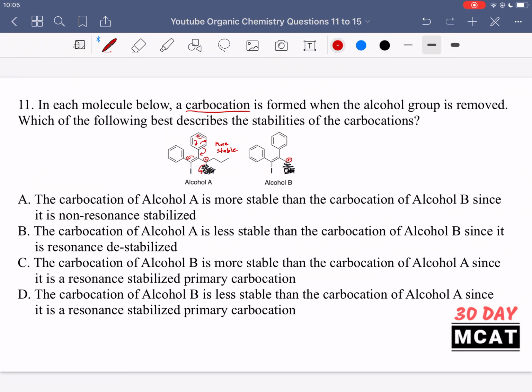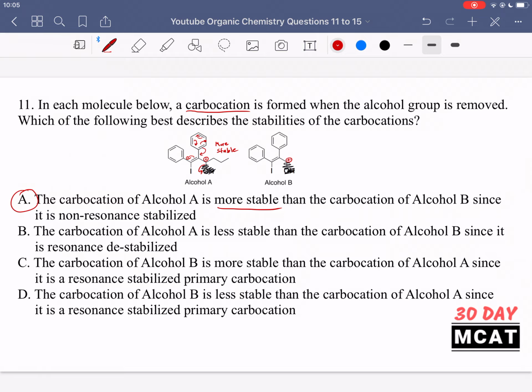Option A is saying the carbocation of alcohol A is more stable than that of B since it is non-resonance stabilized. And that is correct. It's more stable, that is what we're looking for, and it's due to something non-resonance related, stabilized by some other factor. So that is correct. That is the most correct answer of the options that were given. Let's look at the other options.